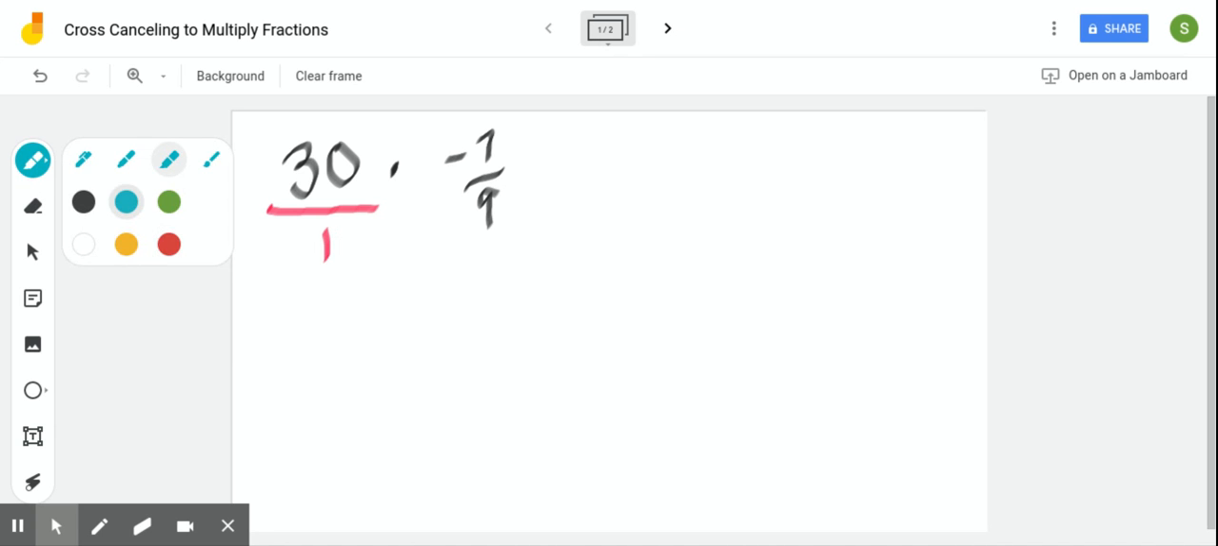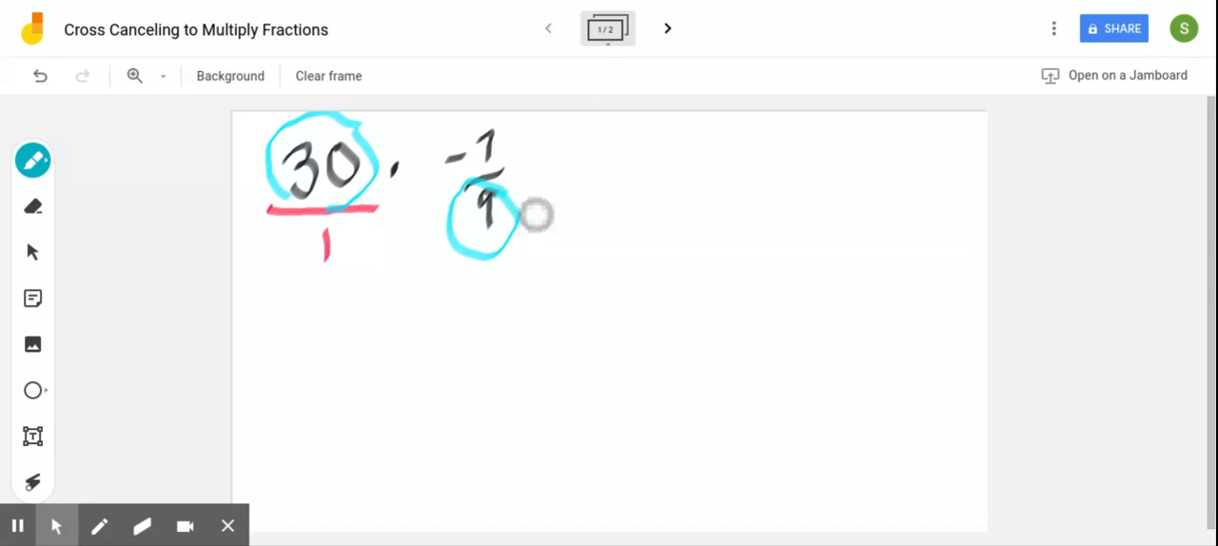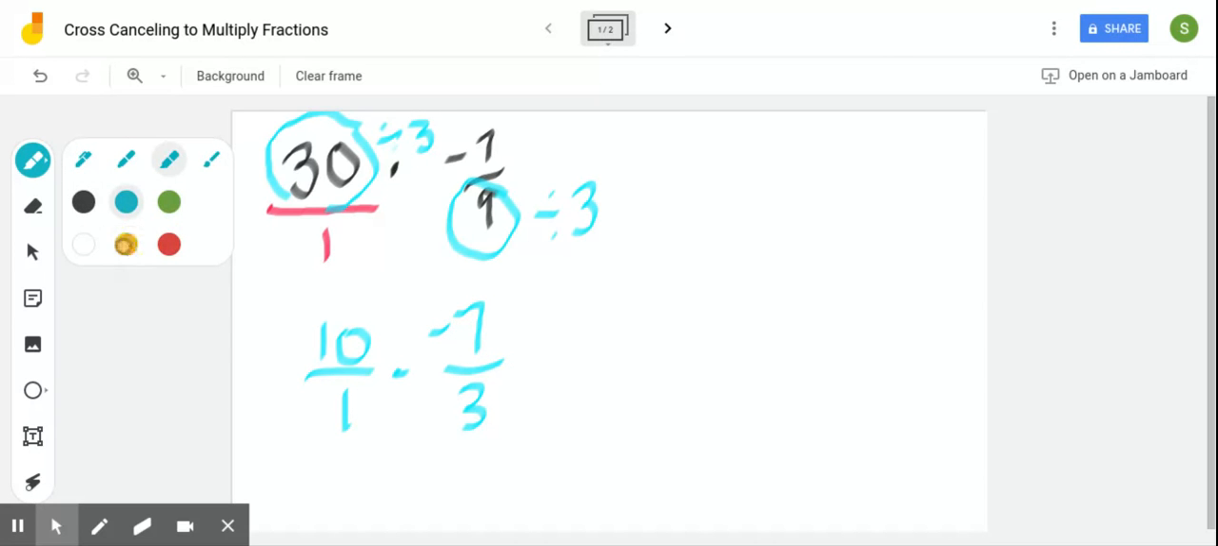Now what I'm going to do is look at the numbers that are diagonal from each other. So 30 and 9 are diagonal from each other, and I'm going to ask myself if they have any common factors. 9 and 30 have a common factor of 3. So I'm going to divide both of those numbers by 3. So 30 divided by 3 is 10, and 9 divided by 3 is 3. Now I'm going to look at the other diagonal. And 1 and 7 do not have any common factors other than 1. So that's not going to help us.